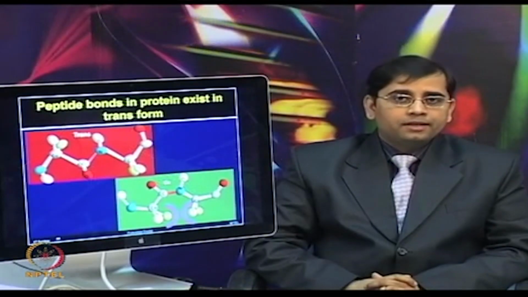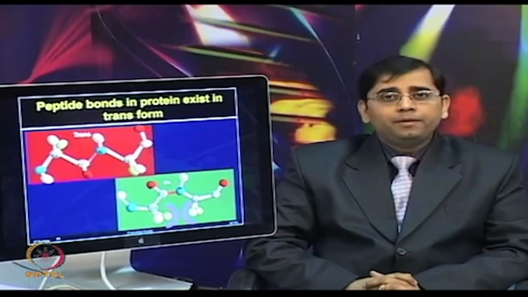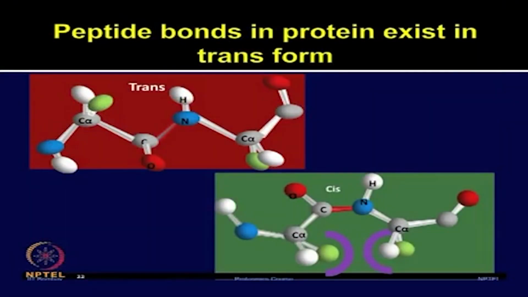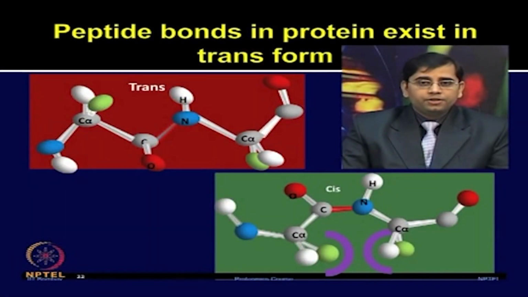Now, there could be two forms, cis form and the trans form, but peptide bonds in protein exist in the trans form. If you see the top panel, the trans configuration, there are two C alpha on the opposite side of the peptide bonds. This configuration is allowing less steric clashes, whereas if you look at the bottom panel, the cis configuration, there are 2 alpha carbons on the same side of peptide bond. So, there is more probability of having steric clashes. Therefore, peptide bonds in protein exist in the trans form.